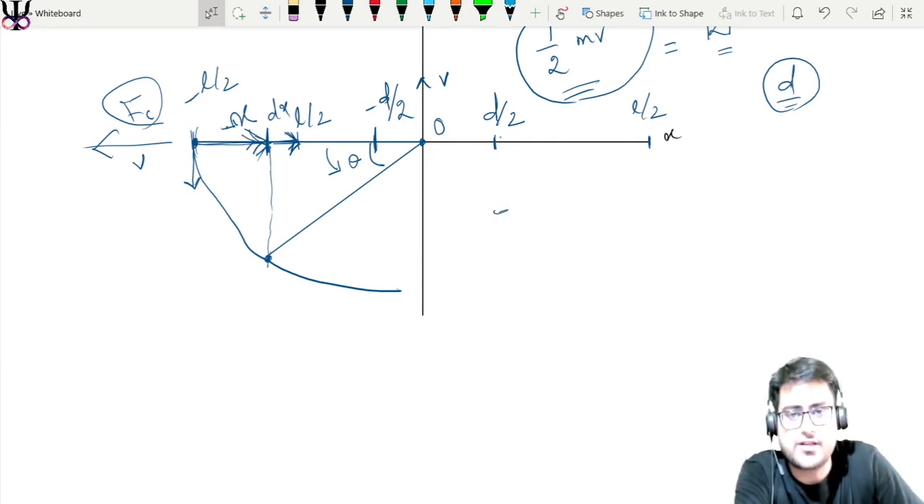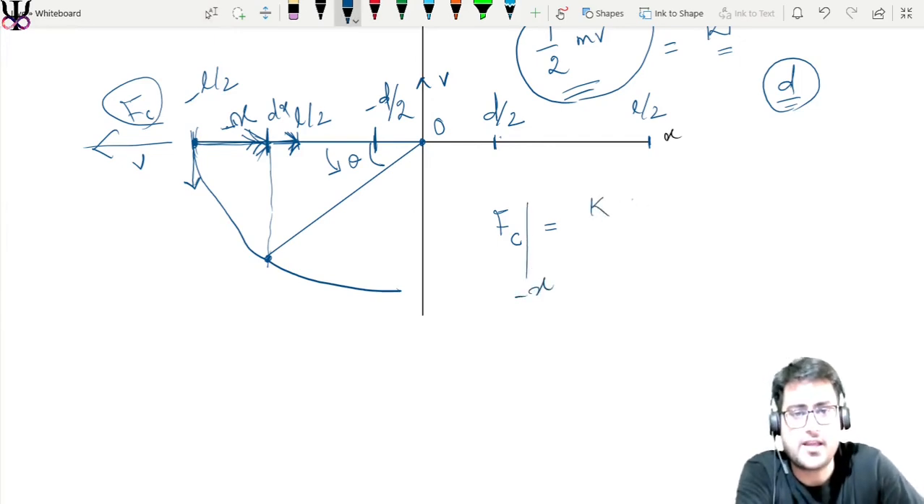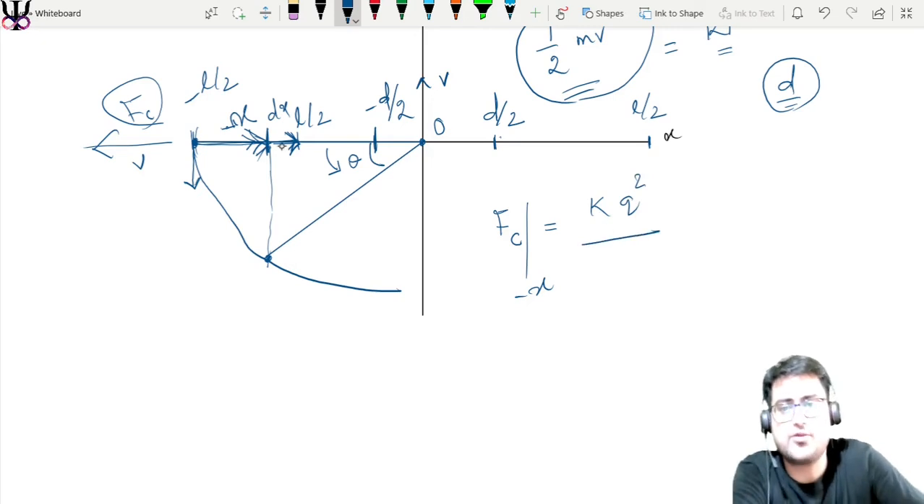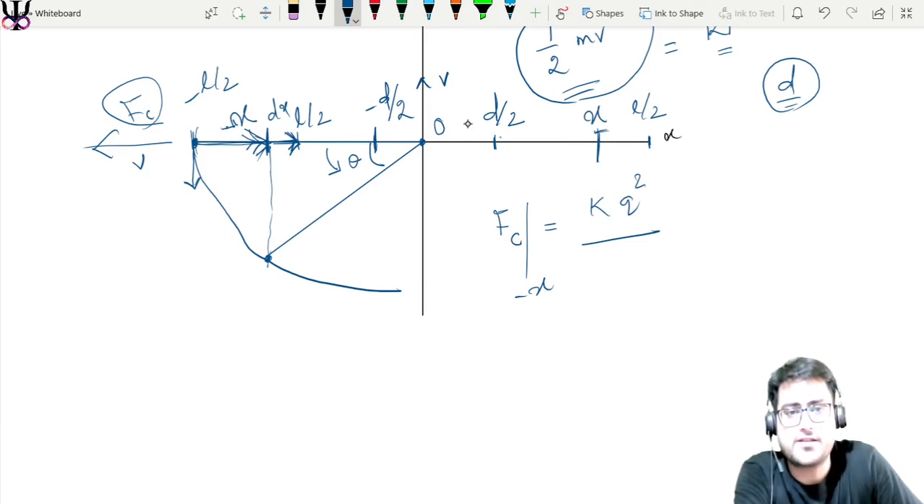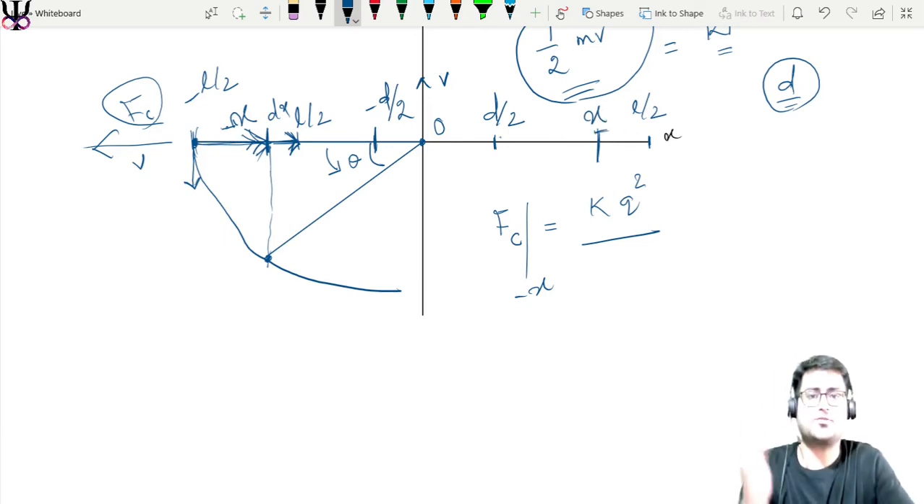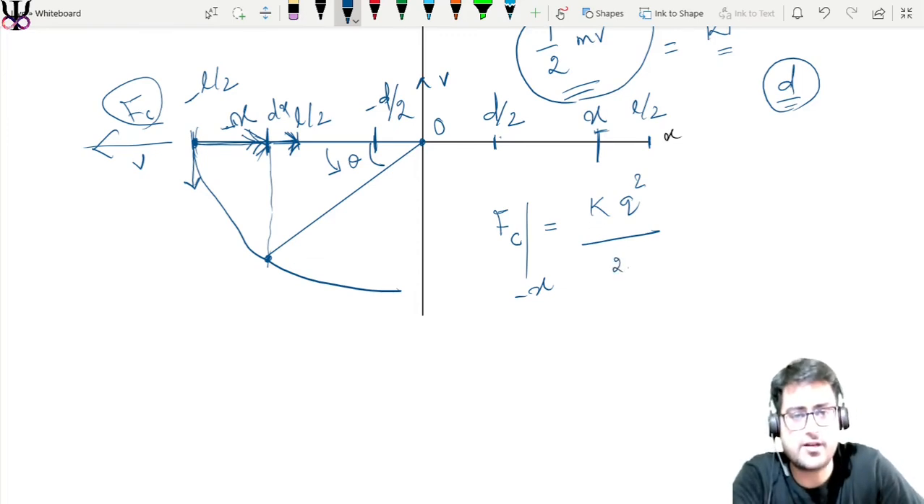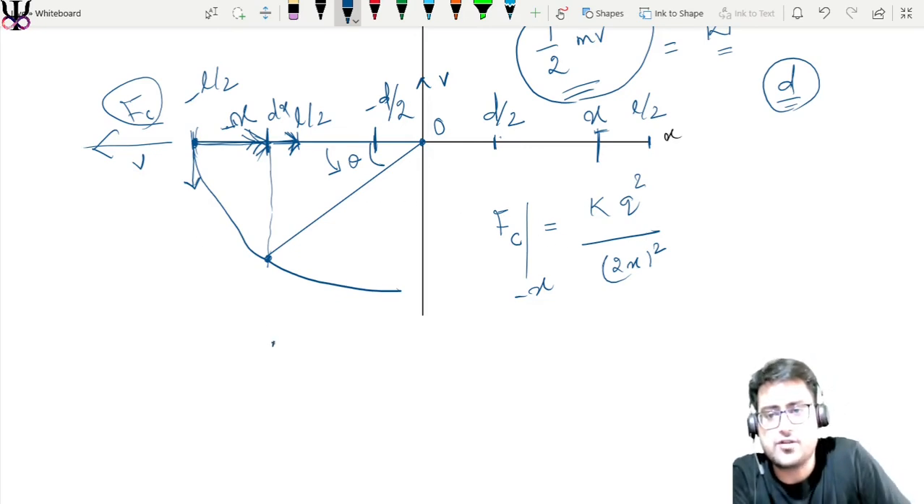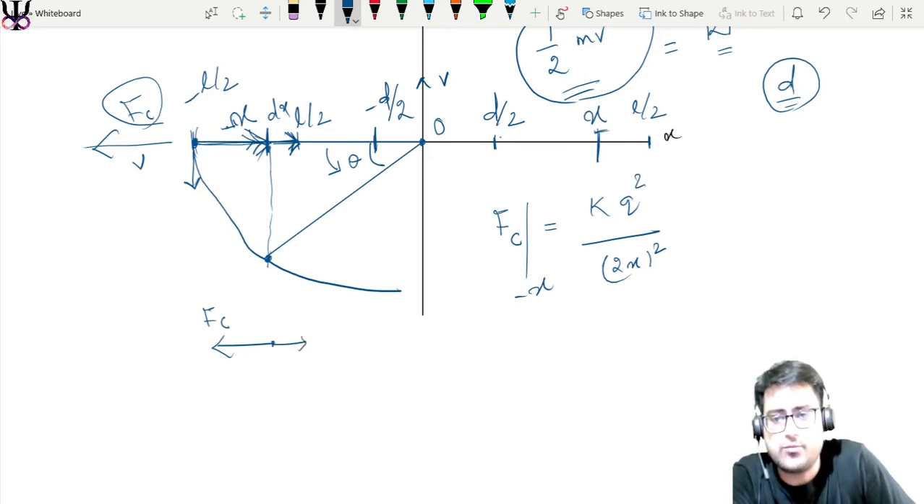So what is the value of Fc at that point? Fc at any distance minus x for the left particle is k q squared divided by the mutual separation between these two particles. The other particle will be at x, and this one at minus x. The mutual separation is 2x, so it's going to be 2x squared, correct? But the force on this particle would be to the left. It moves a distance dx.